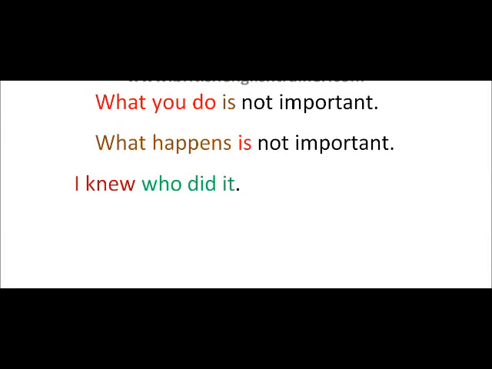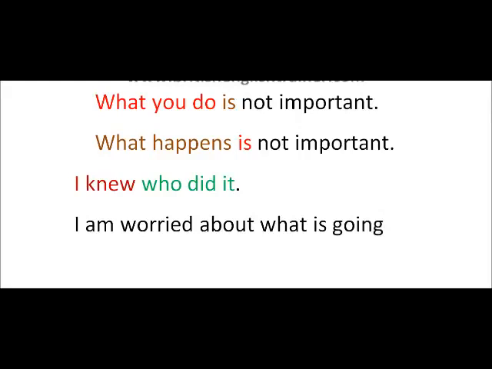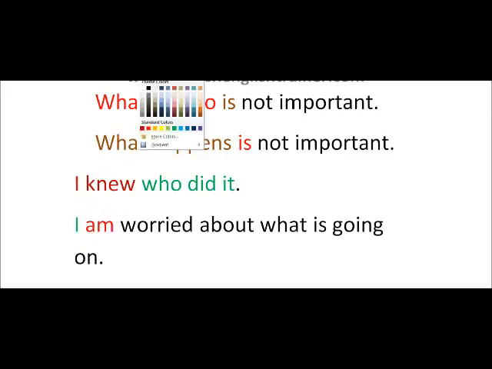As an object of a preposition. Like I can say, I am worried about what is going on. Fantastic. I'm worried about what is going on. Now I is a subject. And what about am? Am, well, that's a verb. Fantastic.